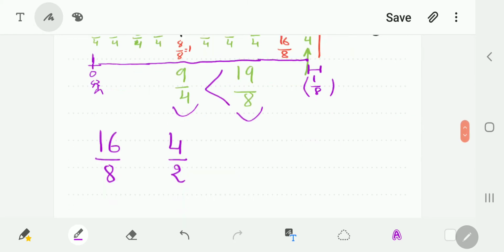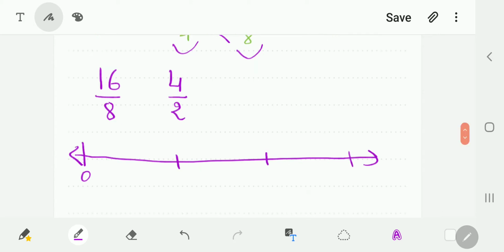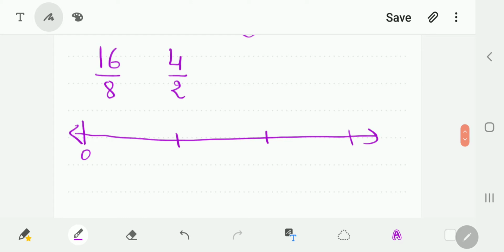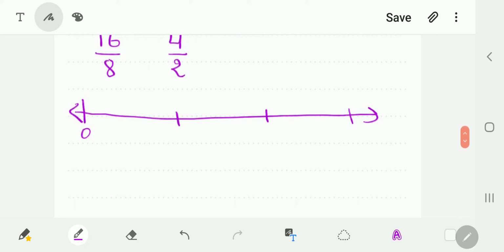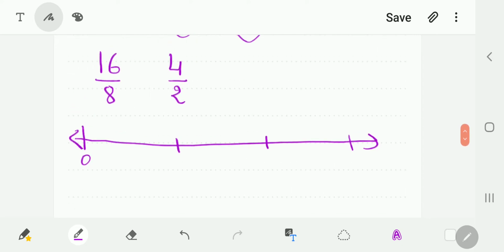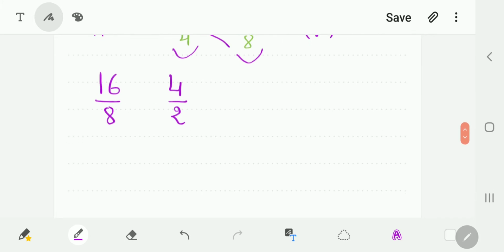We can do the same strategy using the number line and then doing the 0. If this is 1, 2, and 3, we can do the same thing. But I'm gonna let you do it yourself. I'm gonna show you another way of comparing these fractions quicker without using the number line. So let's erase this number line. That's not the method I'm gonna be using this time.